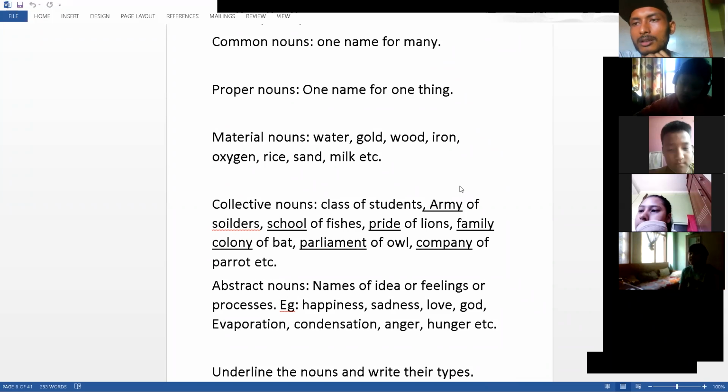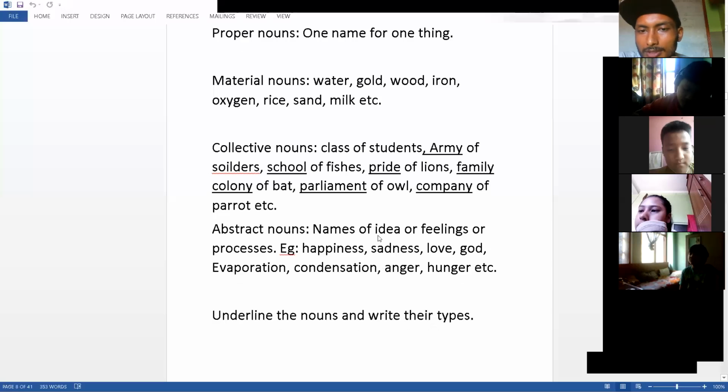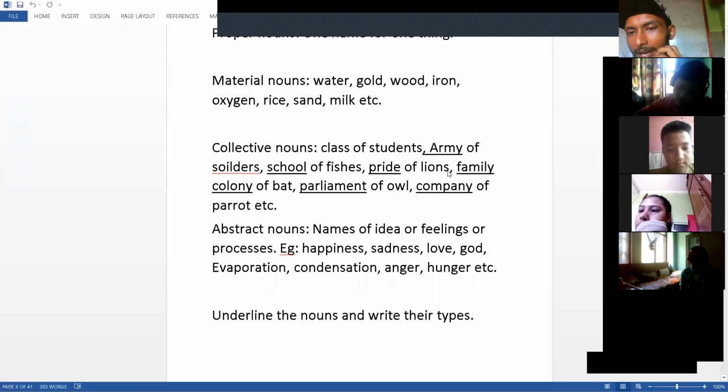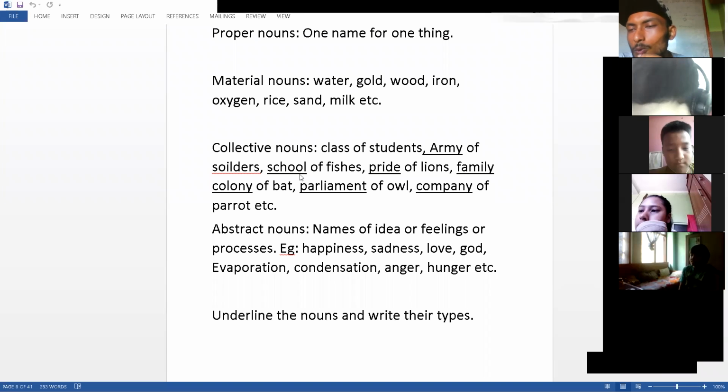Yes, it's a name given to a group. So there are many, like pride of lions, family or colony of bats, parliament of owls, company of parrots, army of soldiers, school of fishes.